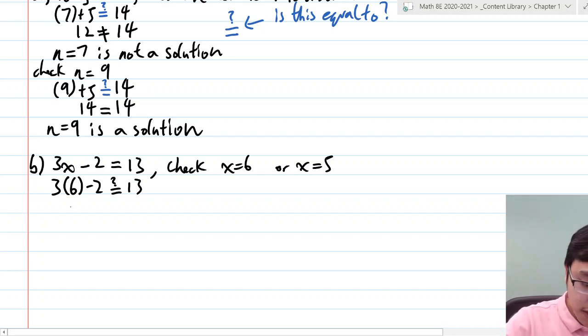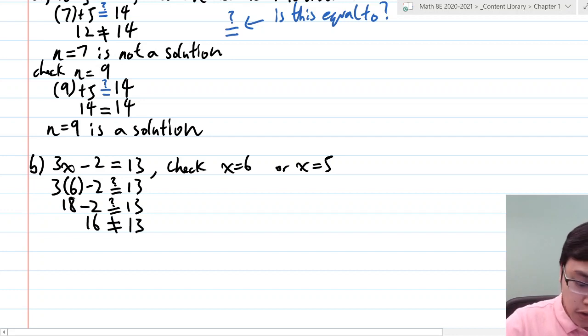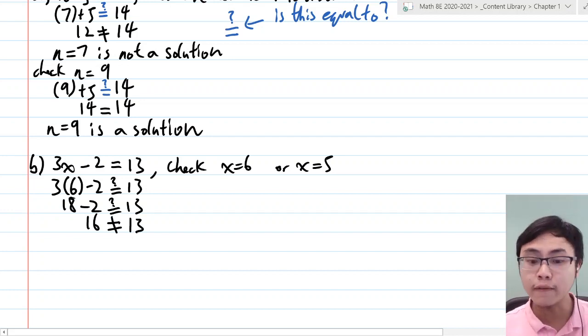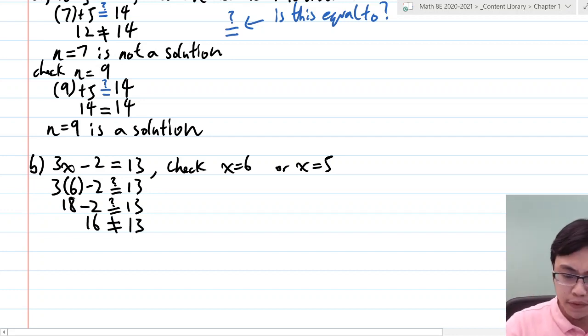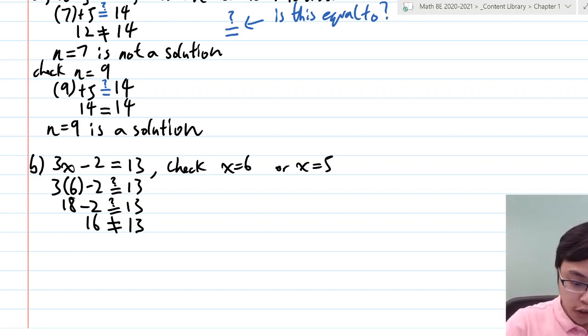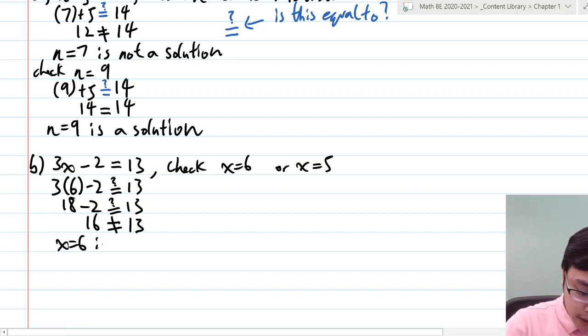And so 3 times 6, that's 18. 18 minus 2, is that equal to 13? 18 minus 2 is 16, and so 16 is not equal to 13. So now I'm going to put down the response to this question: x equals 6 is not a solution.